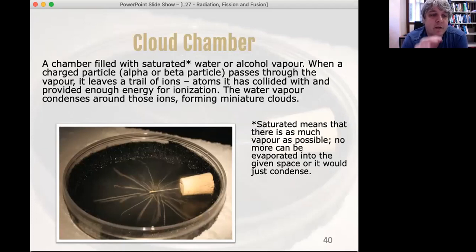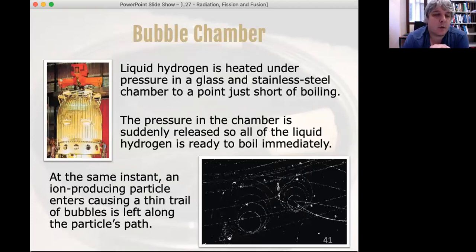The water vapor condenses around those ions, forming miniature clouds. We're not going to go into exactly why or how that happens, but all those little white trails that you can see in that photograph, they are tiny little clouds. They're little clusters of water vapor droplets in the air. And they are showing you the pathway of all of the little particles, the alpha and beta particles that came off that radioactive substance, which is on the end of that little metal rod there. So cloud chambers are ways for us to visualize the radiation coming off something when we have it in that specific environment.